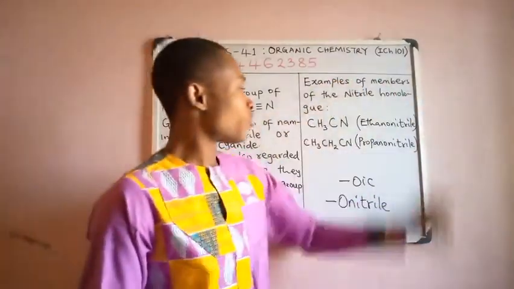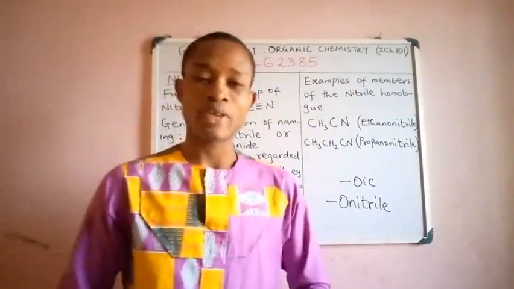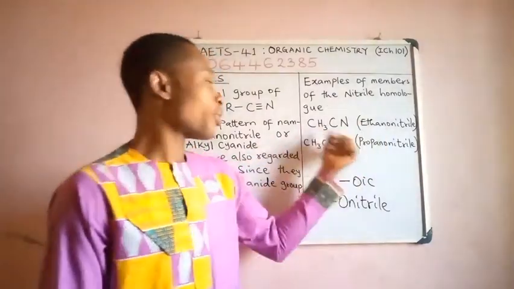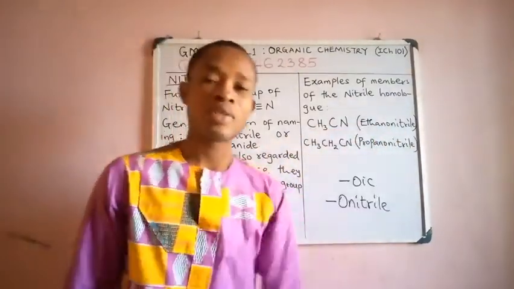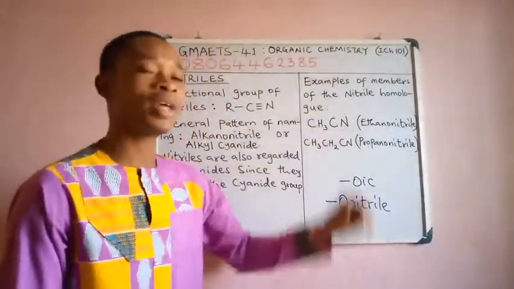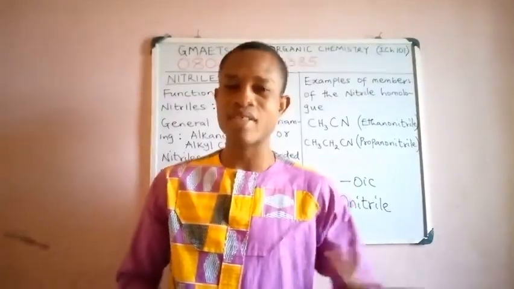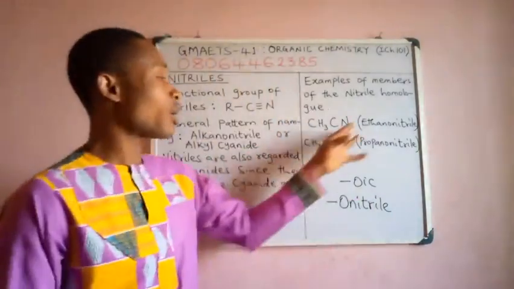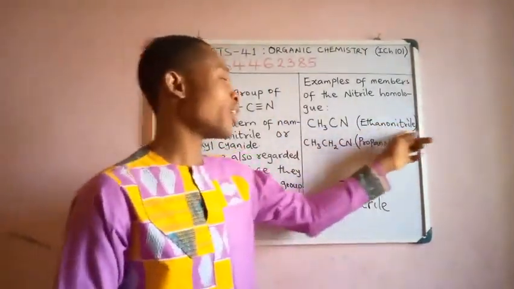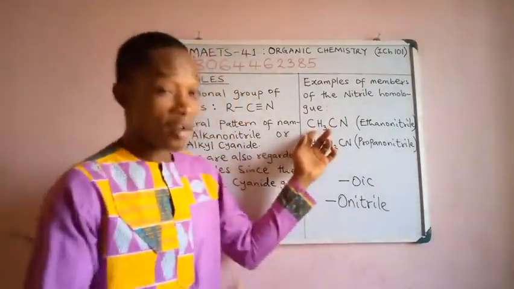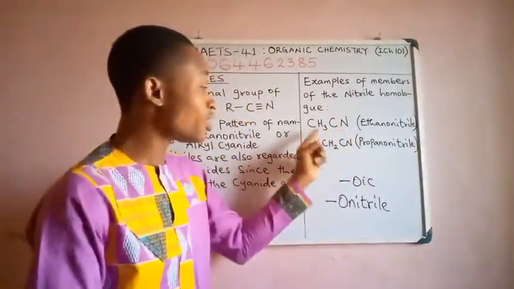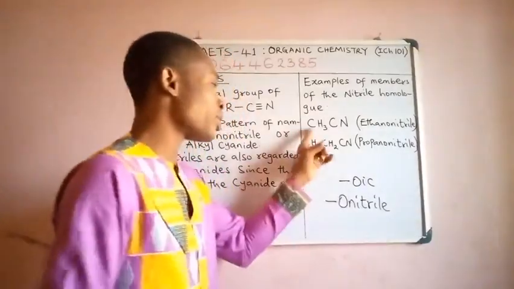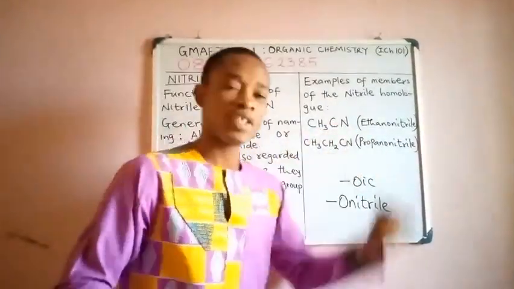Let us look at some examples of members of the nitrile homologous series. We have this one, CH3CN. As a nitrile group, the name of this compound is ethanonitrile. Why? Two carbon atoms in the homologous series correspond to ethane, E-T-H-A-N. As a nitrile group, it becomes "onitrile". So we have ethanonitrile. Of course, if we want to call this a cyanide, it would be methyl cyanide.